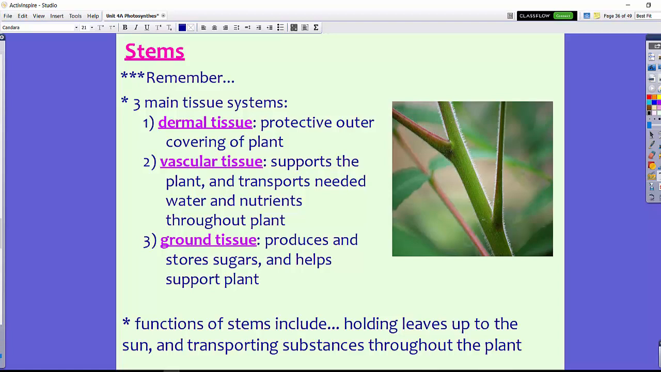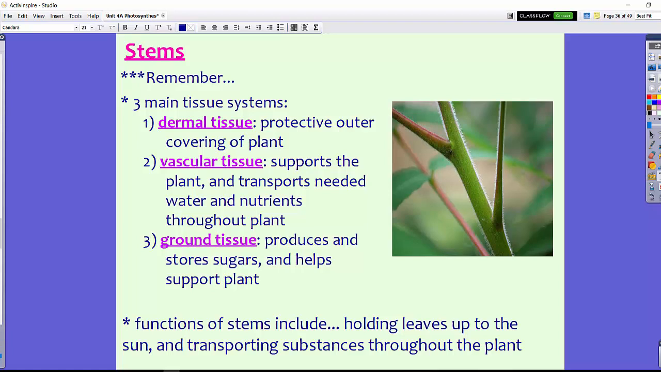Vascular tissue is the second main tissue system. Vascular tissue supports the plants and also transports needed water and nutrients throughout the plant. And as I just mentioned, xylem and phloem are part of this vascular tissue system. The third main tissue system in plants is ground tissue. Ground tissue produces and stores sugars and also helps support the plant.